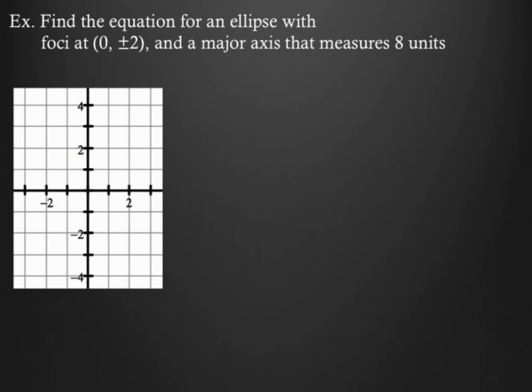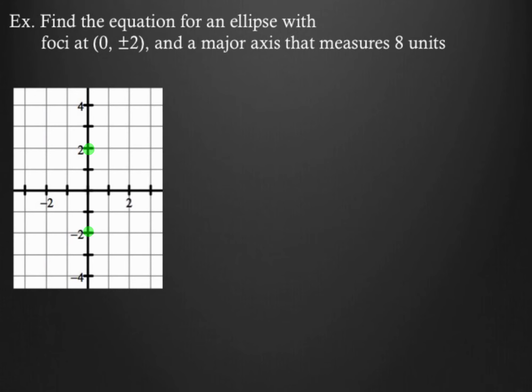Alright, so here we go for our second example. Check this out. We've got to find an equation for an ellipse with foci at 0, plus or minus 2, and a major axis that measures 8 units. First let's plot our foci. Our foci are at 0, 2, which would be this spot, and 0, -2 would be down here. Both of those are my foci.